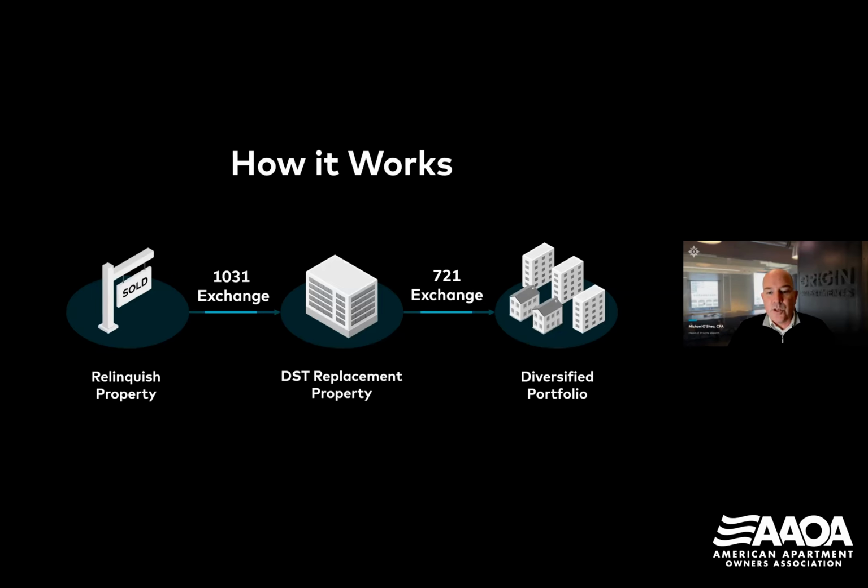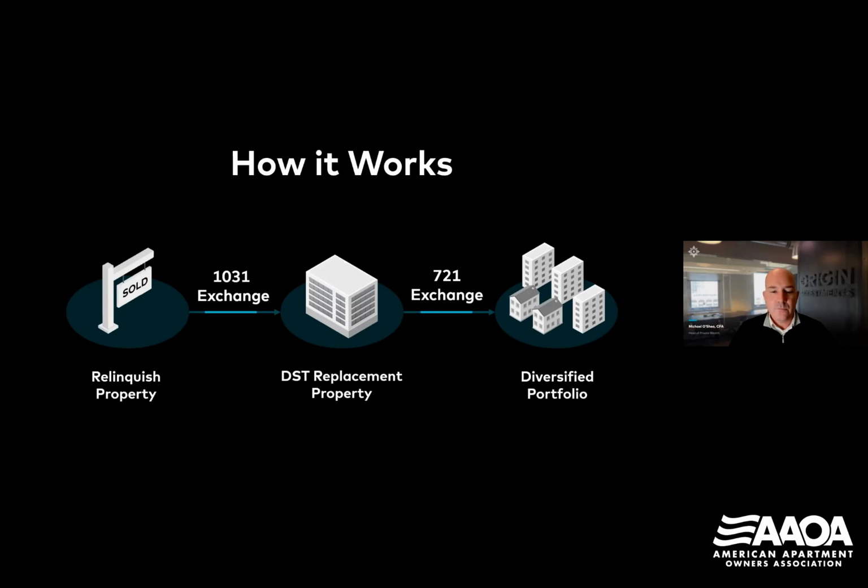So during that 2 year period that's in the middle where it says DST replacement property, you would own an interest in that DST. So you would get a monthly income stream. You could write it off on your taxes through depreciation. You would get any appreciation to you if the asset goes up in value.